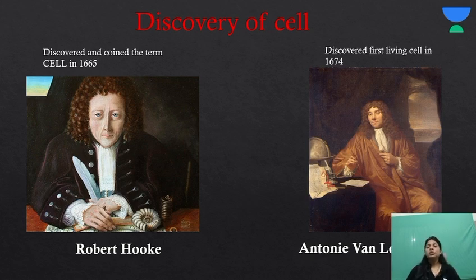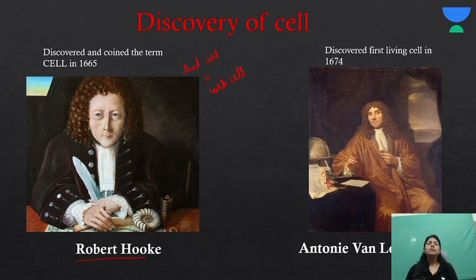So the very first person who discovered the cell and coined the term for the first time in history was Robert Hooke. He used his microscope to discover a cell that was dead, and that dead cell was a cork cell. He discovered a cell, but that cell was a dead cell.